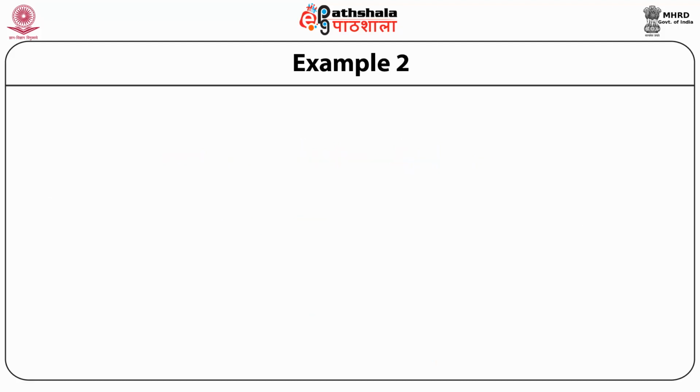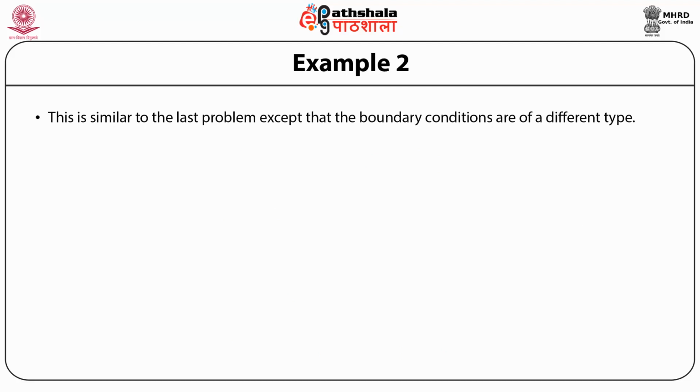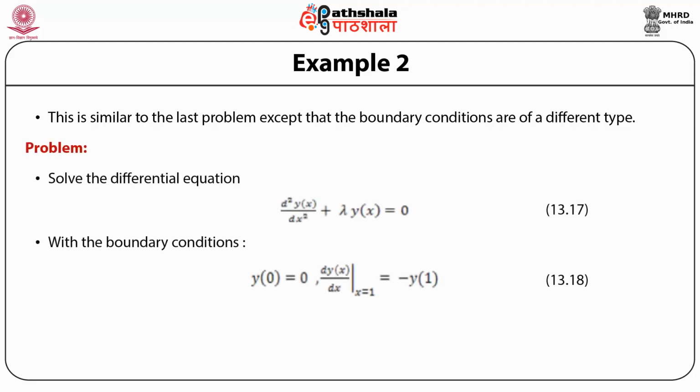Now we take up another example which is very similar to the last problem. In fact, the equation is the same, but the boundary conditions are of a different type. So the problem is to solve the differential equation d2y by dx square plus lambda y of x is equal to 0, with the boundary condition that the value of the function at the boundary point 0, y of 0, is equal to 0, and the derivative of the function at the point x equal to 1 is some fixed value, minus y of 1.